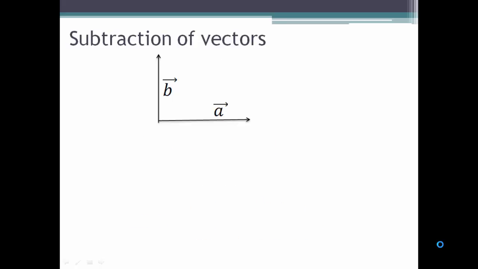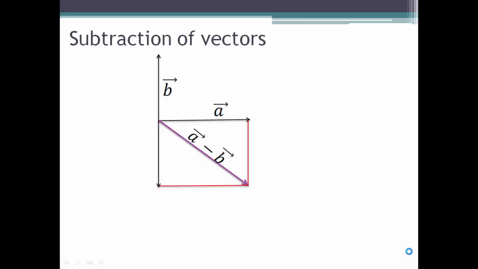Next is subtraction of vectors. To find the difference between any two vectors A and B, the direction of one of the vectors is reversed so that the resultant diagonal will give us the difference between A and B.